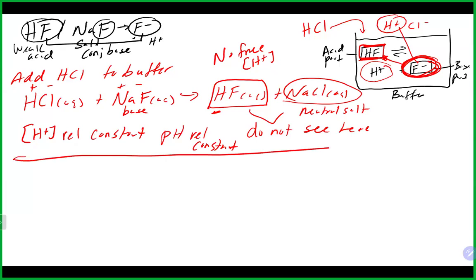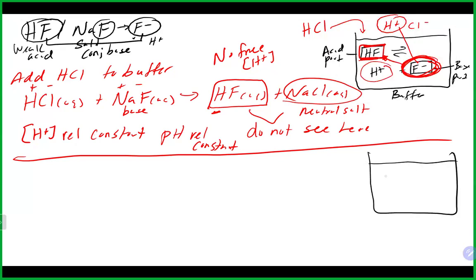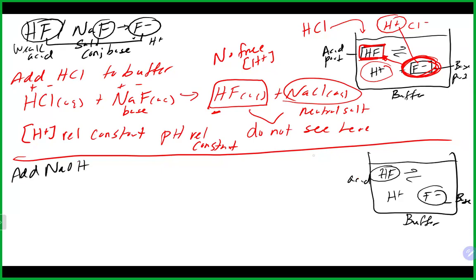So now if I take this same buffer here and I add my sodium hydroxide to it, let's see what happens in that case. So once again, we have our buffer, we have our HF, we got our H plus original concentration, our F minus, once again, our base part of our buffer, we have our acid part of our buffer, and now we're going to add some sodium hydroxide into this. So I'm going to add some sodium hydroxide, which is basically a source of sodium and hydroxide.